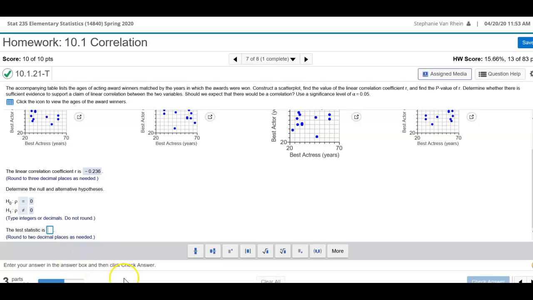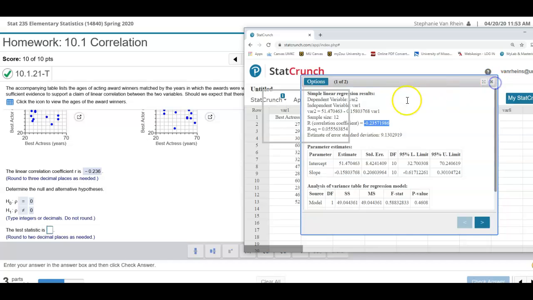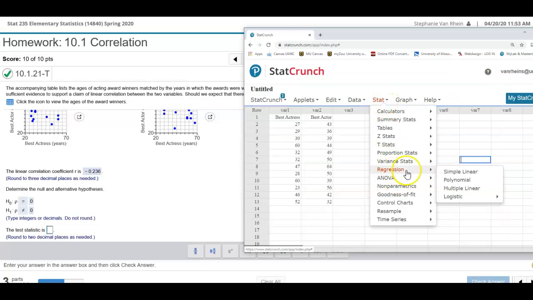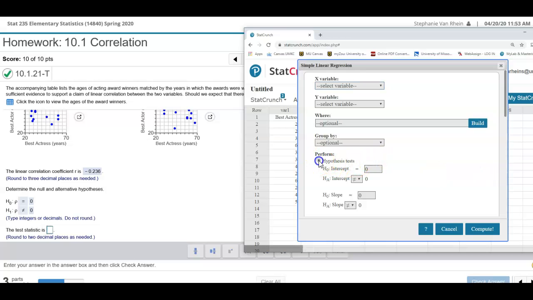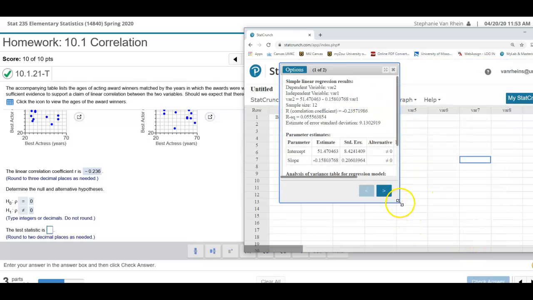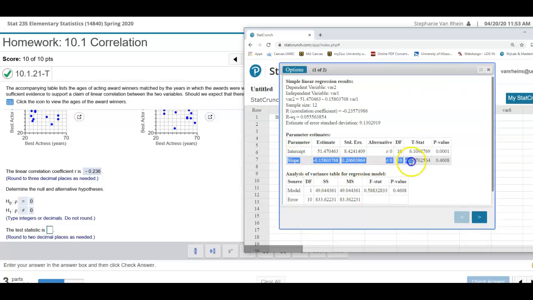So now we need to find the test statistic. And to do that, we go back into StatCrunch, statistics, regression, simple linear, but now we're going to do the hypothesis test, and we're going to pick equals 0 or doesn't equal 0 with the intercept and the slope here. So compute that. Oh, I forgot to select my x variable and my y variable. Compute that. And that's going to give us the slope, which is what we're most interested in with a linear regression, not the intercept, the slope.